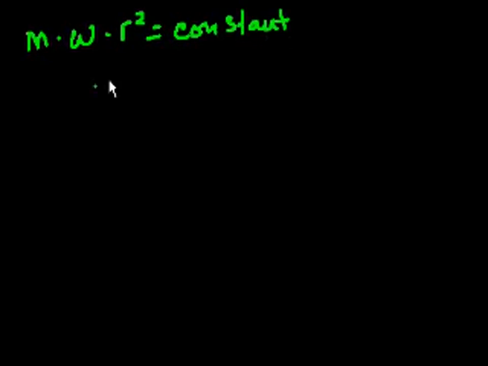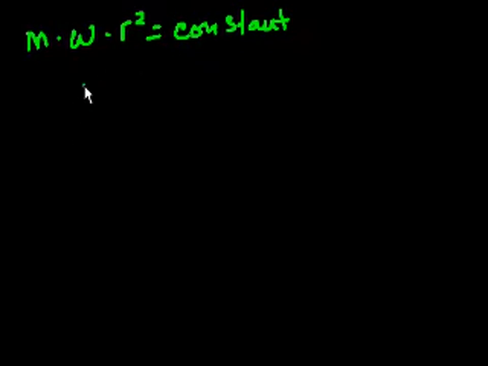So what we know is that the mass of an object spinning times how fast it is spinning times the distance to the center of its rotation. And actually, I'm going to change that d to an r. I don't know why I even used d to begin with. Times that squared. That's going to be equal to a constant, assuming no net force, no net torque.